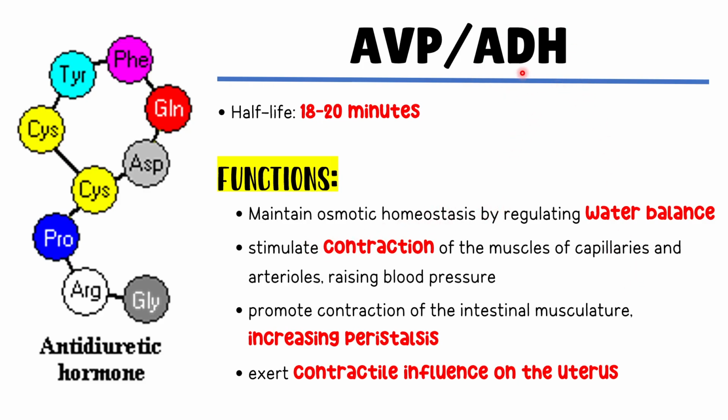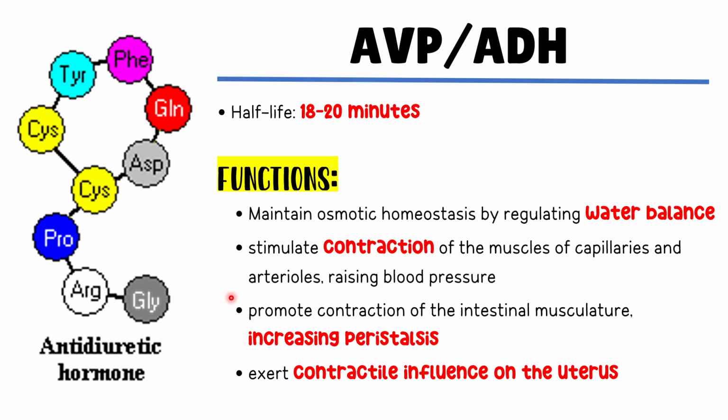Recall that ADH is also a part of your RAAS, the renin-angiotensin-aldosterone system, of which the main purpose is to increase your blood pressure and increase your blood volume. And thus, ADH is involved because, again, it is for water reabsorption. As stated here, other than water reabsorption, it will also stimulate contraction in order to raise your blood pressure.